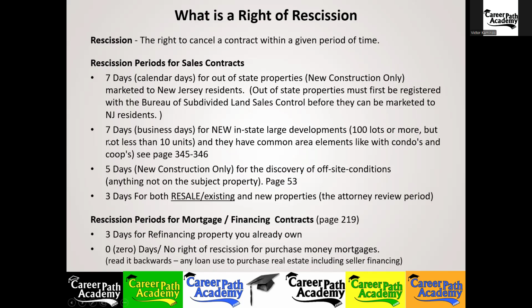There's a 7-day rescission period for large in-state subdivisions, whether there's 100 lots or more, or if there's less, but not less than 10 units. If there's common area elements involved, they get back out within 7 days of signing a contract. Or 7 days for out-of-state properties marketed to New Jersey residents, like with timeshares, for example. They're talking about new construction here only, though.